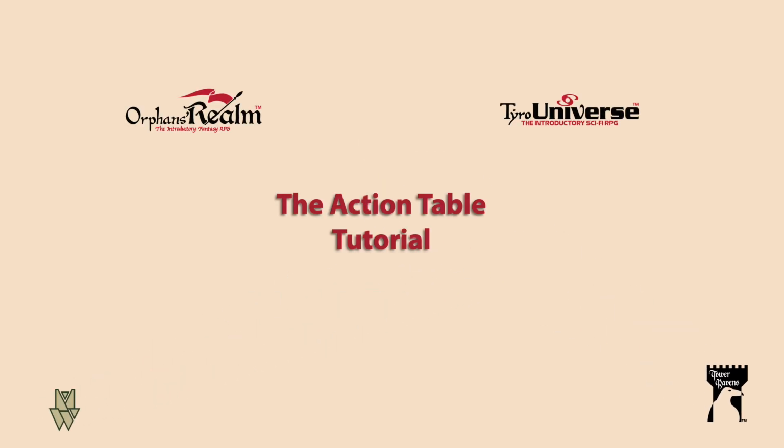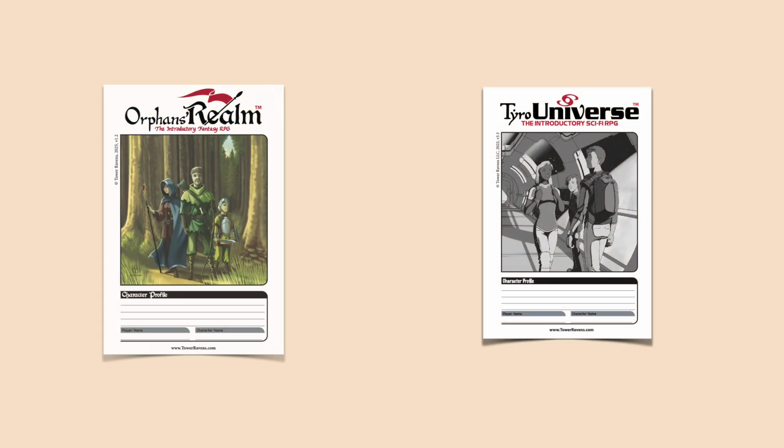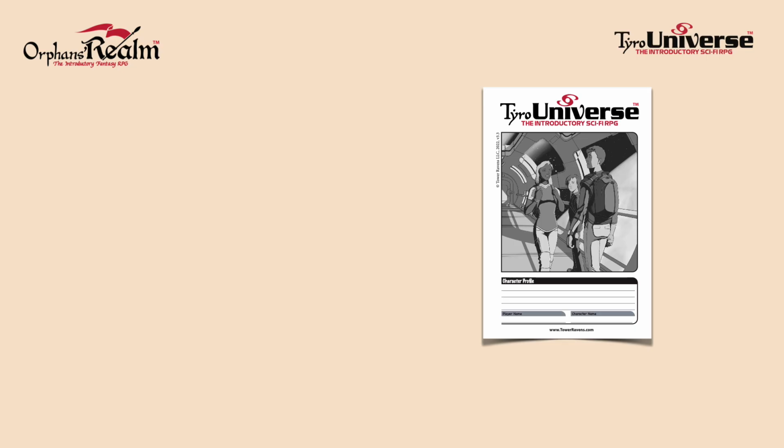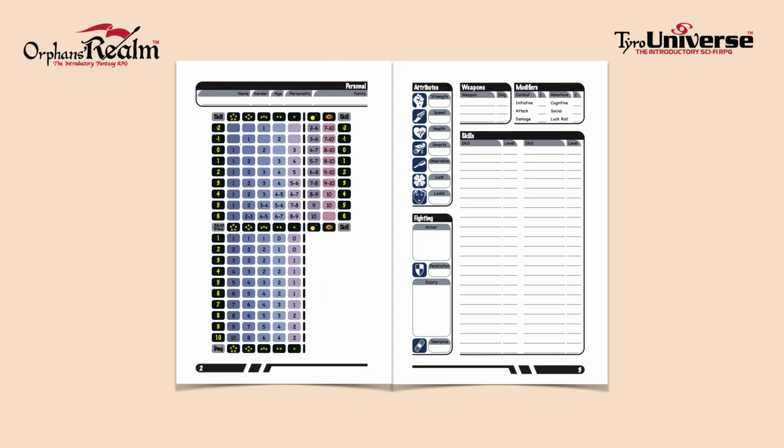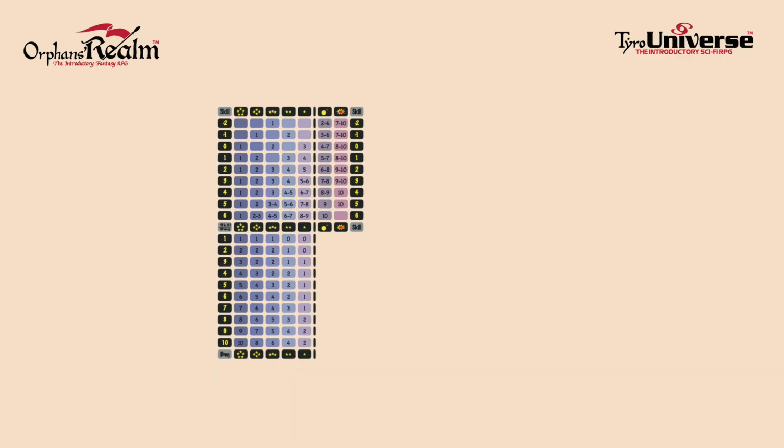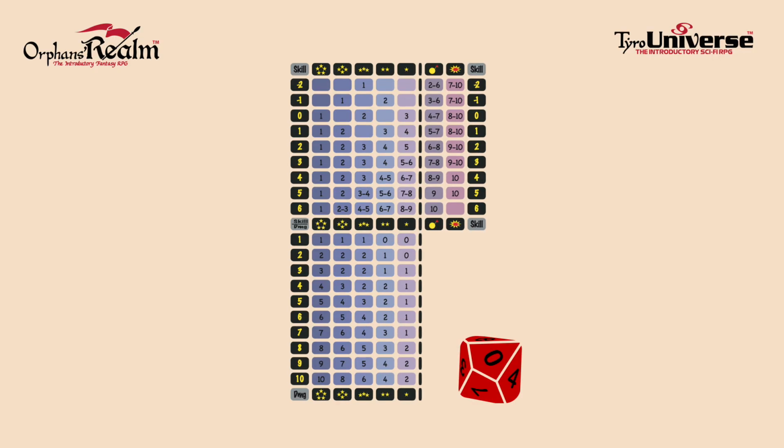This tutorial demonstrates how to use the action table for the Orphans Realm and Tyro Universe introductory role-playing games. The action table can be found in the center fold of the character profile in the Overlord screen and in the rulebook. With a 10-sided die, the action table is used to determine if a character succeeds or fails in any challenge they perform. There are 3 areas on the action table.